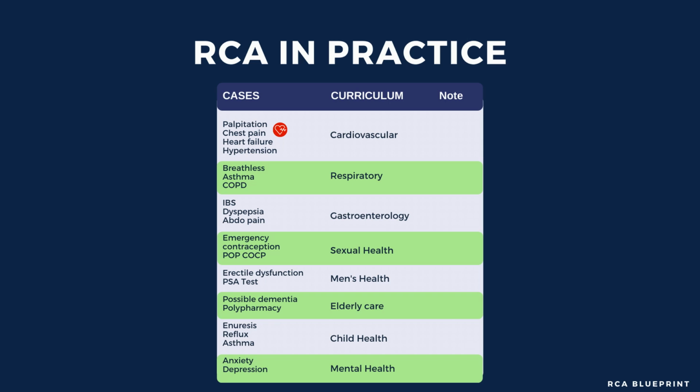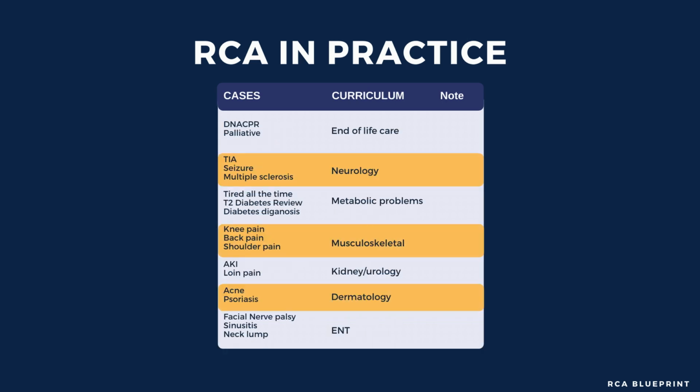As you can see on this list, we cover cardiovascular, respiratory, gastroenterology, sexual health, men's health, elderly care, child health, mental health, end-of-life care, neurology, metabolic problems, musculoskeletal, kidney/urology, dermatology, and ENT. Your practice nurse may also help you to identify suitable cases for chronic diseases. This RCA case list is an excerpt of the RCA blueprint.